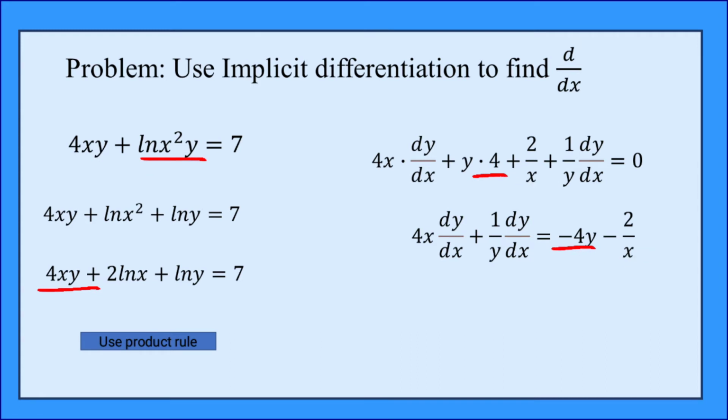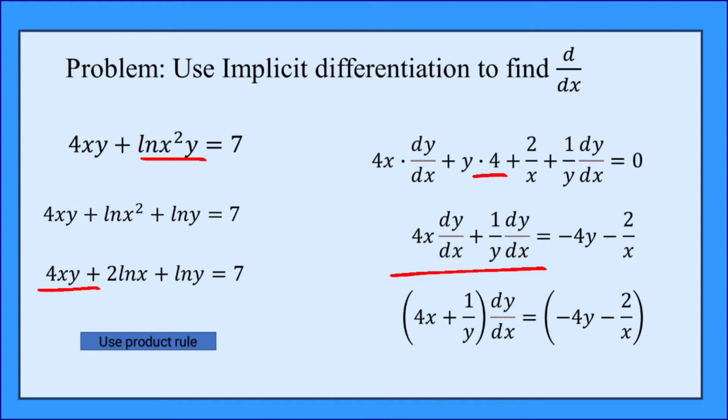So what is the next step that we're going to do? We just focus on this part and combine dy over dx. So we're just going to factor this. Since both terms have dy over dx, we can rewrite it as the quantity 4x plus 1 over y times dy over dx is equal to, I just copy that, negative 4y minus 2 over x.